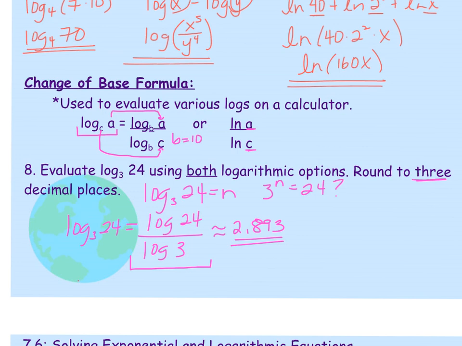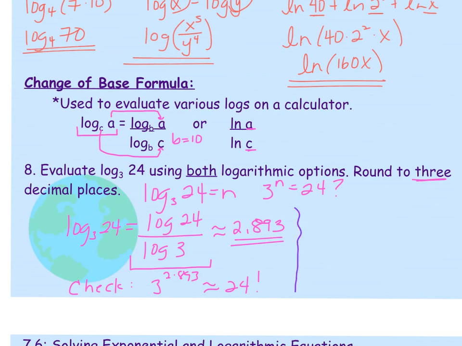To check that, if you remember how we checked it before, if we type in base 3 to the 2.893 power, we do in fact get almost 24. That's our closest approximation. Now it said use both logarithmic options, so we're also going to try the ln option.